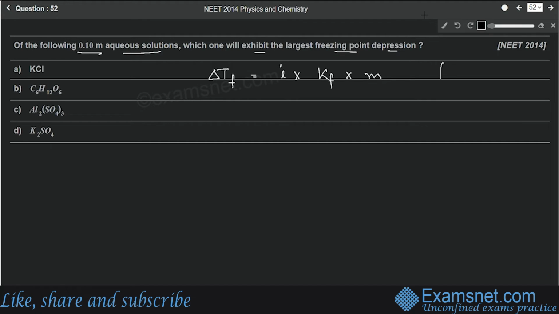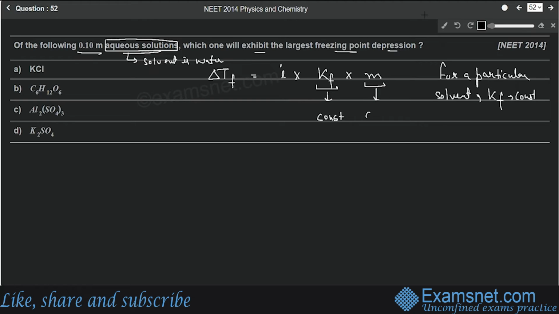Okay. Now we know that for a particular solvent, the value of Kf is constant. So here the solvent is same in all the given options, that is water, because it is mentioned in the question that these are aqueous solutions. Aqueous solution means solvent is water. So since the solvent is same, so the value of Kf will also be constant. And molality is also same. So this value will also be constant. It is given in the question. The molality is 0.10 molar, right?